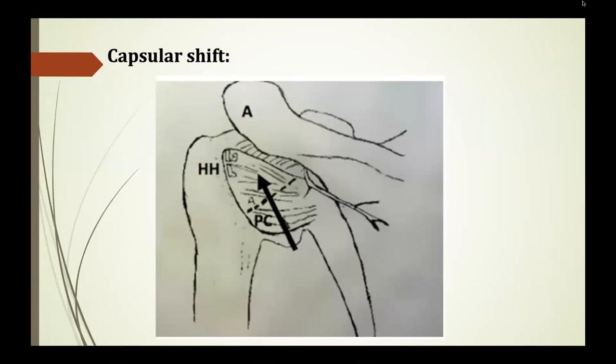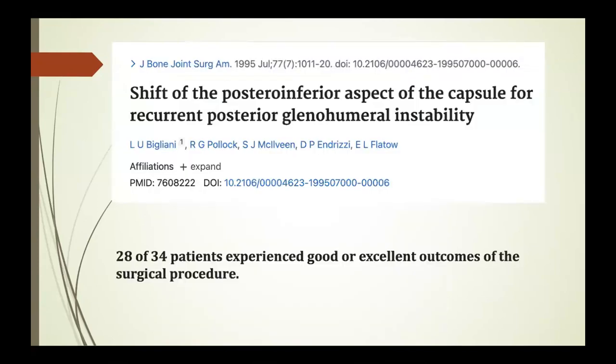In this image, the drawing shows the posterior capsular shift. The dashed line represents the initial incision to the deltoid. The incision is limited to 5 cm to prevent damage to the underlying axillary nerve. The arrow mark demonstrates the shift of the posterior inferior flap of the capsule in order to remove the inferior pouch and reinforce the repair. A study done in 1995 represents the superior shift of the posterior inferior aspect of the capsule, specifically for posterior glenohumeral subluxation and dislocation. They found that out of 34 patients, 28 patients experienced a good or excellent outcome of the surgical procedure.